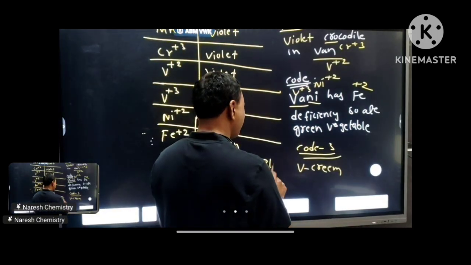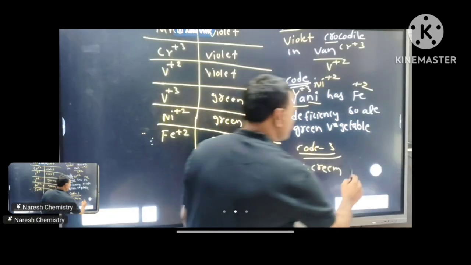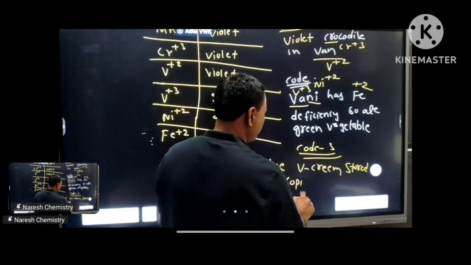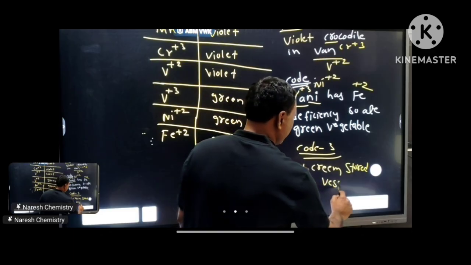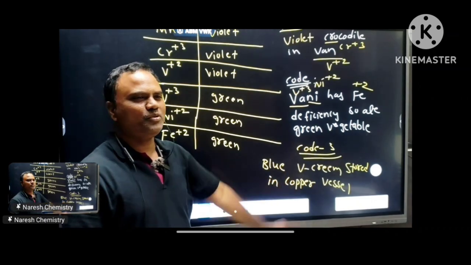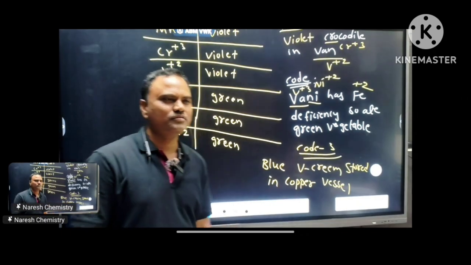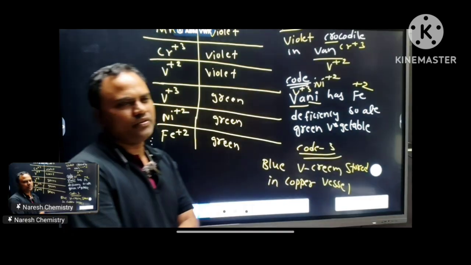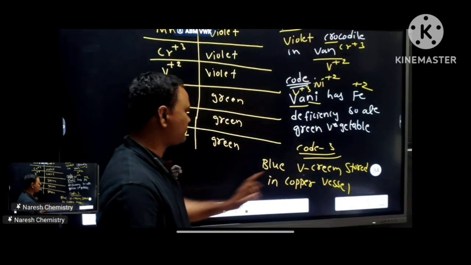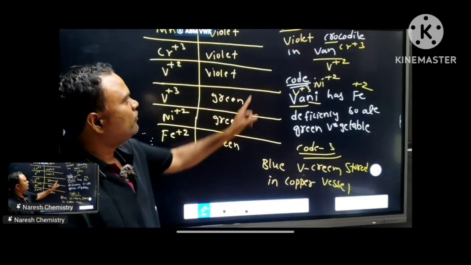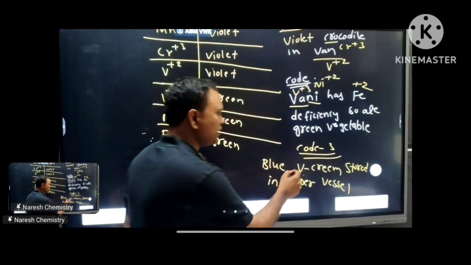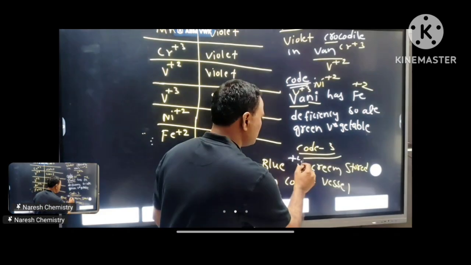Blue color. V cream stored in copper vessel. What is the color? Blue color. Cream is in blue color. That is stored in which vessel? Copper vessel. Now you tell me. V stands for vanadium. Plus 2 is used. Plus 3 also used. Vanadium plus 4.